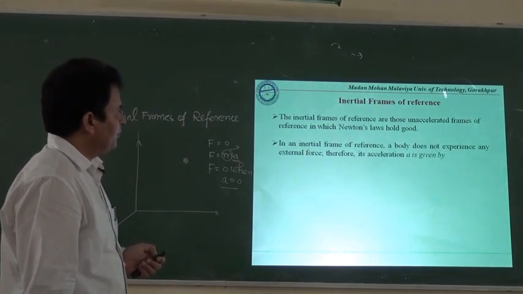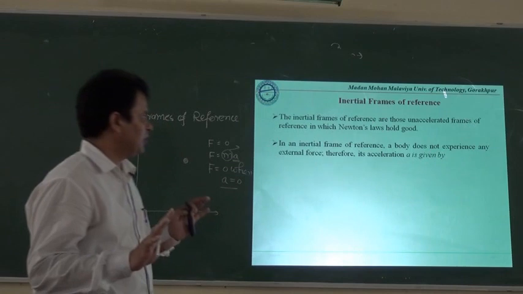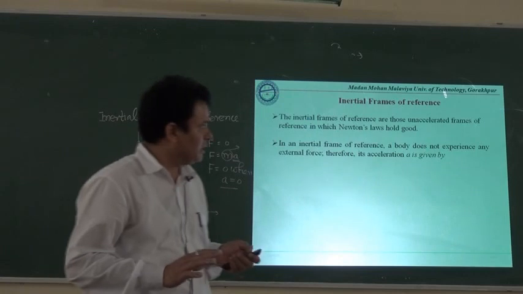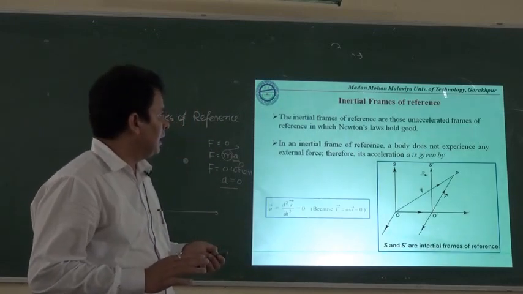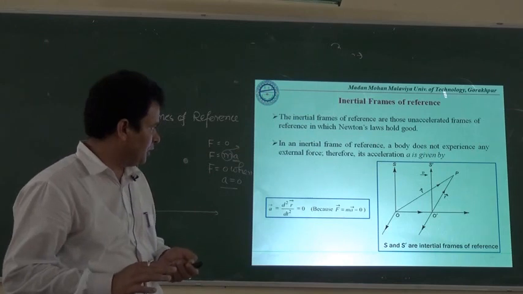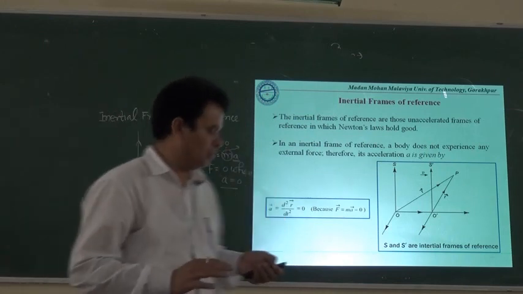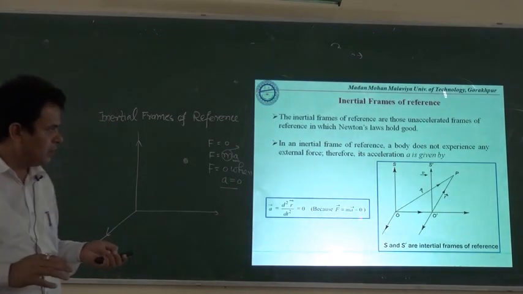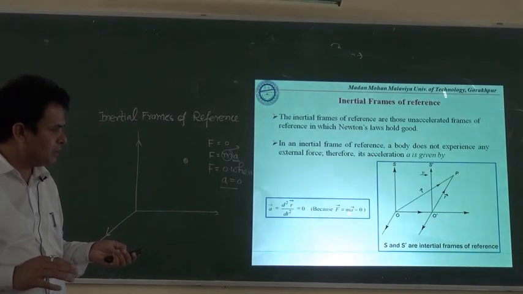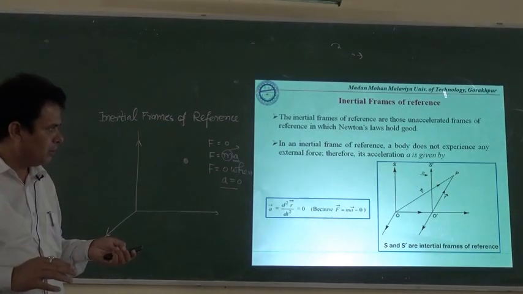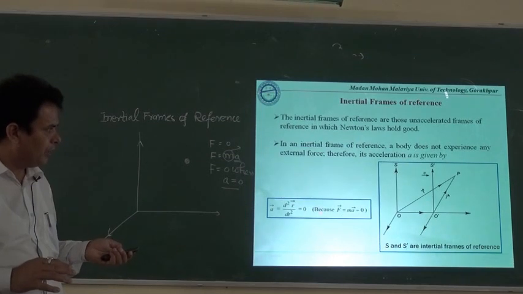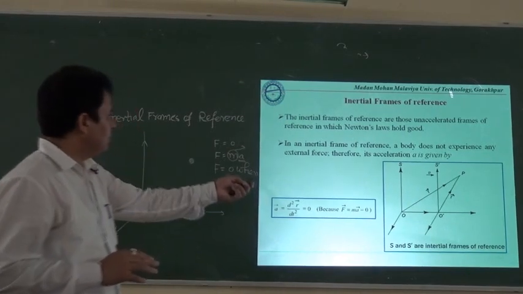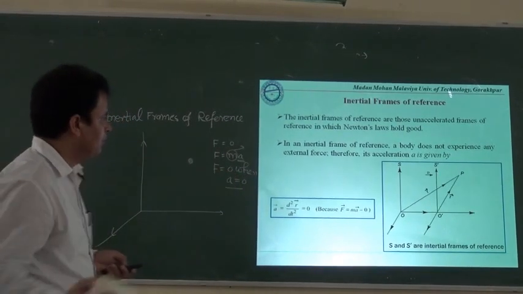In the inertial frame of reference, a body does not experience any external force, as I have stated here. Therefore, its acceleration a is given by the expression a is equal to d2r upon dt2 is equal to 0, and F is equal to ma, that is equal to 0. Already I have discussed, m is the inertia of a body, that will never be 0. Meaning that if we put F is equal to 0, then a will be equal to 0. Here we have the inertial frame of reference.